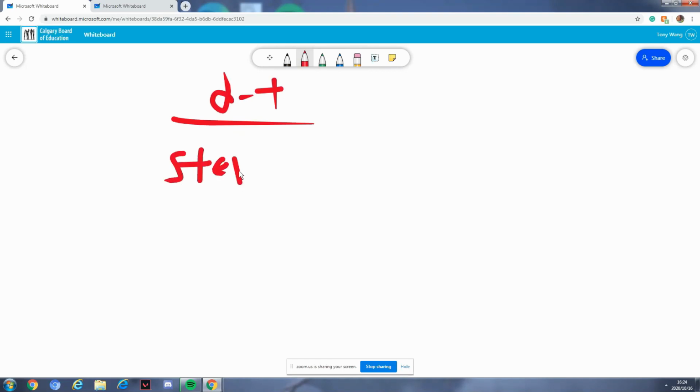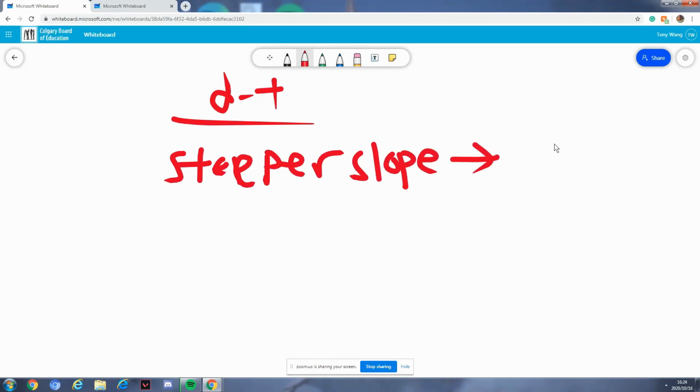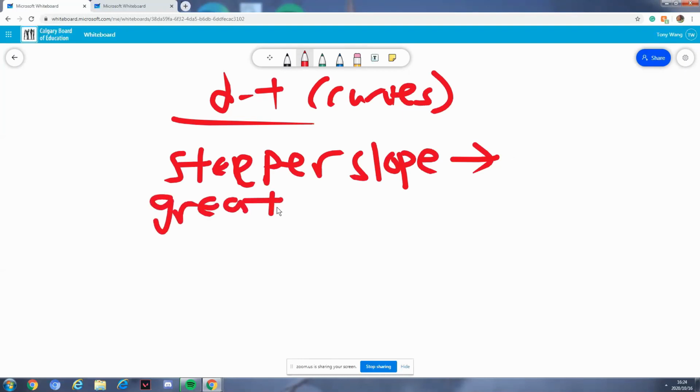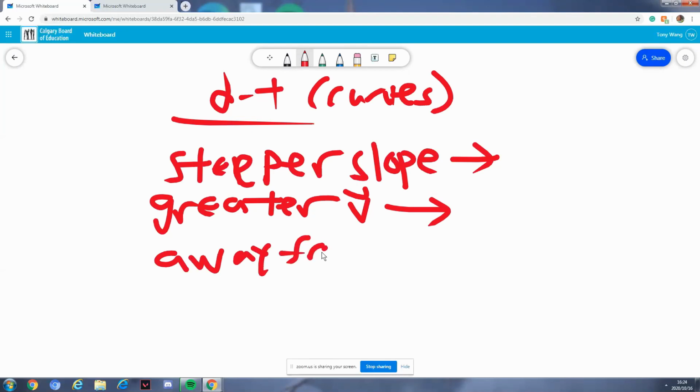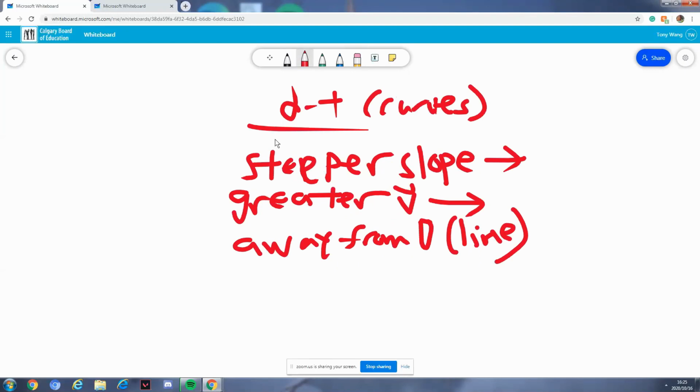So if we're on DT graphs, right? The steeper the slope is, it means a faster speed. And these are for curves, by the way, so I'm going to write curves. A steeper slope would mean a greater speed, velocity, which would mean away from 0. And note that this is a line. And you need to watch out for positive or negative.